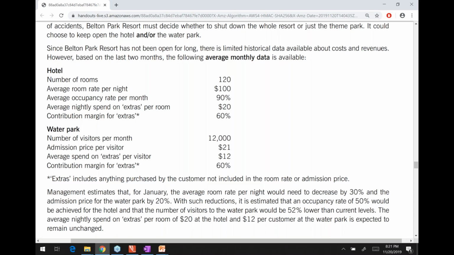Please really just focus on the data, okay? Otherwise you will lose me when I'm doing the calculation. Water park information is also given to you. Extra includes anything purchased by the customer not included in the room rate or admission price.